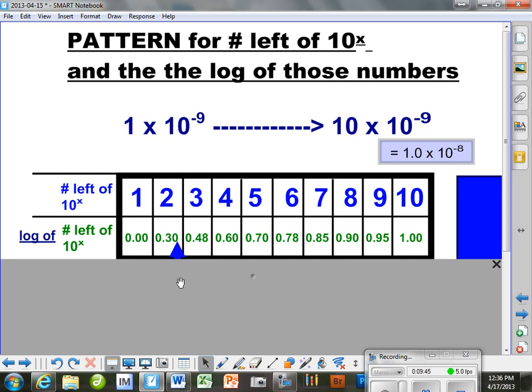But this 0.3 now, what's the difference between 0 and 0.3? 0.3. Okay, the difference between 0.3 and 0.48? 0.18. Interesting. We went from a jump of 0.30 to a jump of only 0.18. Now, what's the difference between 0.48 and 0.6? 0.12 instead of 0.18. Notice how it's getting smaller? Just what we saw before, isn't it?